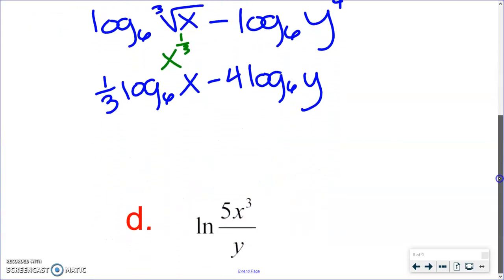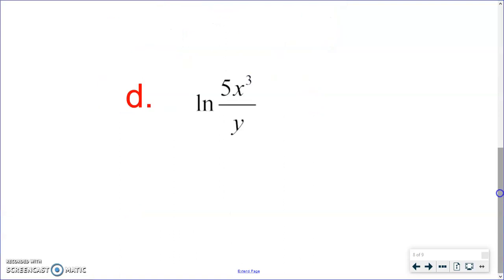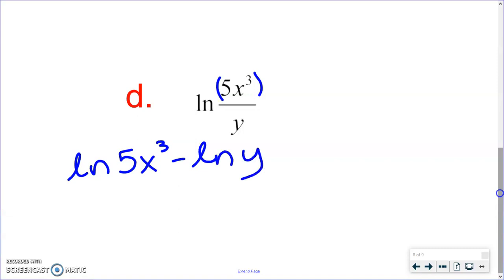We'll do one final example, and then I will send you on your way. This one is the natural log. Natural log of 5x cubed over y. Remember, we're going to keep that together while we separate the division. So natural log of 5x cubed minus the natural log of y. Then we can separate the multiplication.